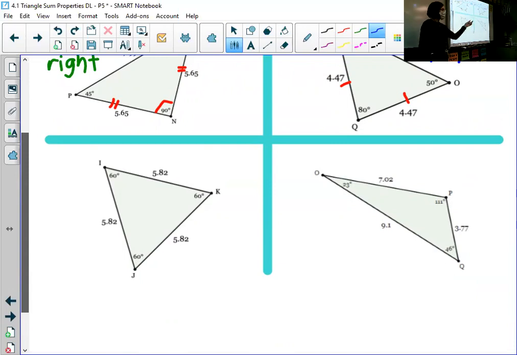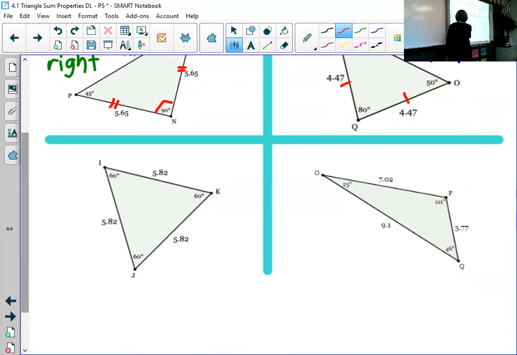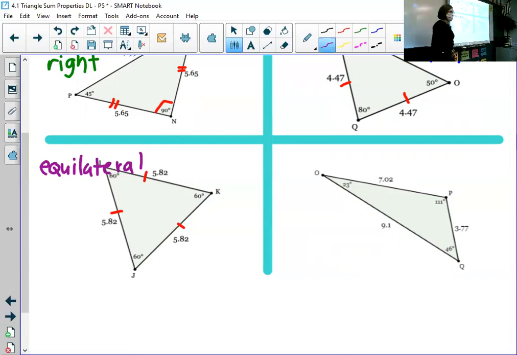Show me with your fingers how many sides are congruent. 0, 1, 2, or 3? 3. Very good. So if they're all the same, we would call that equilateral. What do you notice about the angles? 60, 60, 60. And what do we call that? Equiangular.